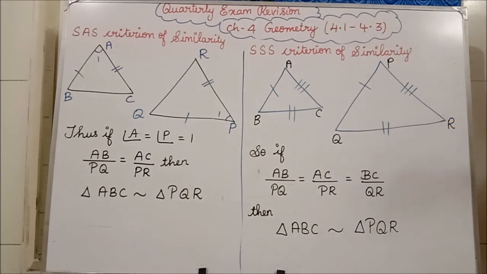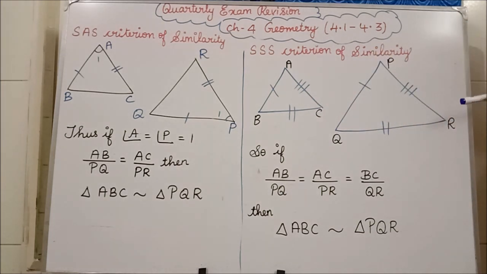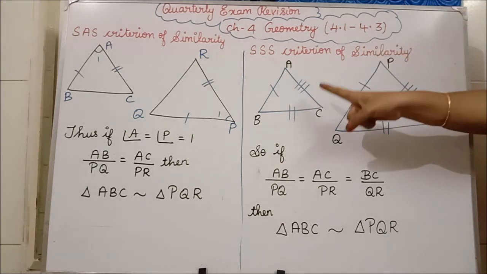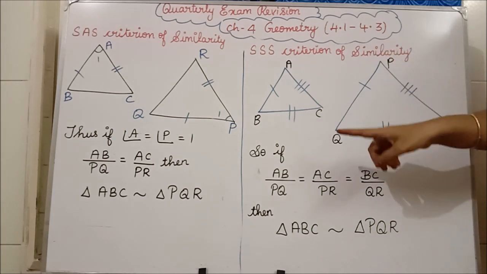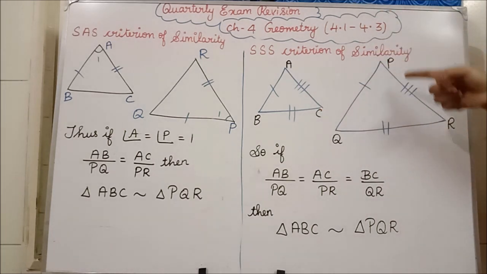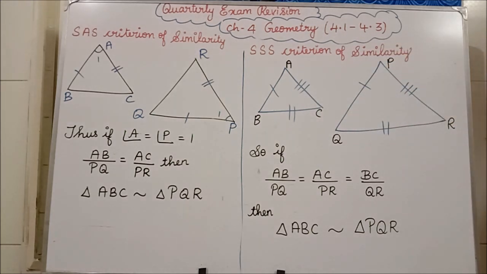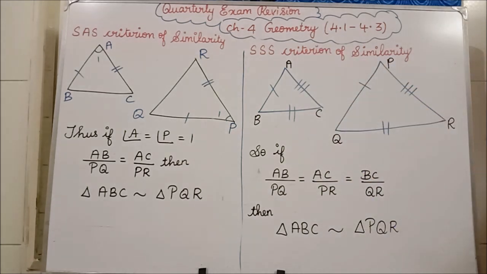Then, where the three lines are, we have AC divided by PR. In any format you can write. Now from this, what we are saying is, if three sides of a triangle are proportional, proportional meaning in divide form, to the three corresponding sides of another triangle, then the two triangles are similar. Clear? Similar means how are we writing? Triangle ABC is similar to triangle PQR.